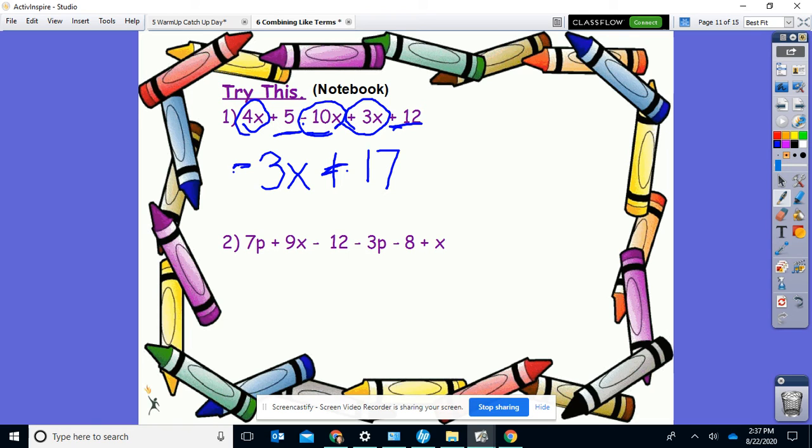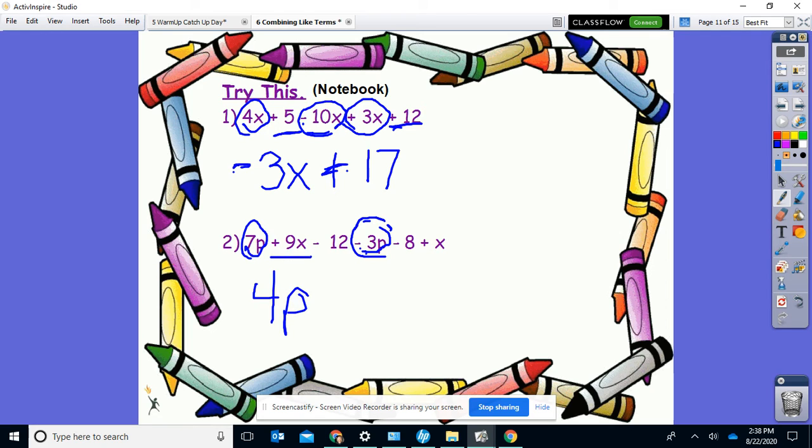Let's look at the second one. Let's combine our p's first. I've got 7p and negative 3p. So I'll put circles around those. No other p's. So 7 plus negative 3 would give me a 4p.